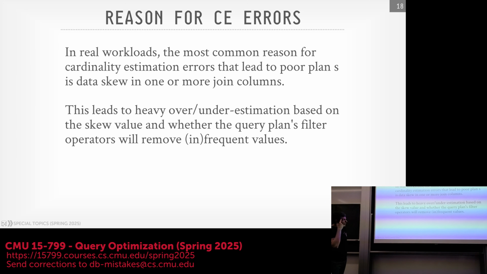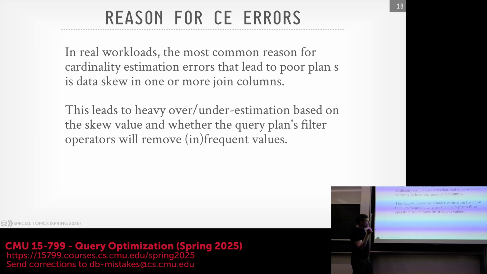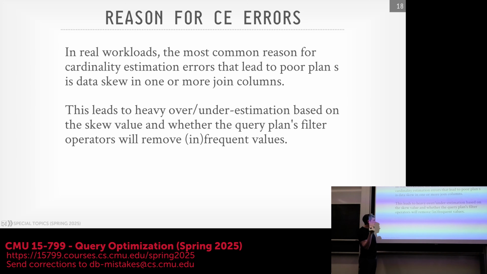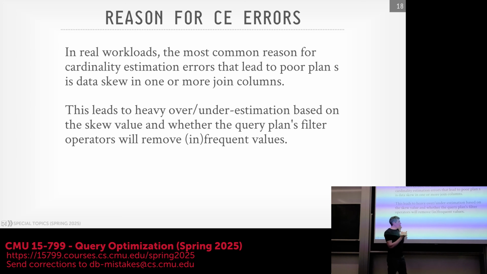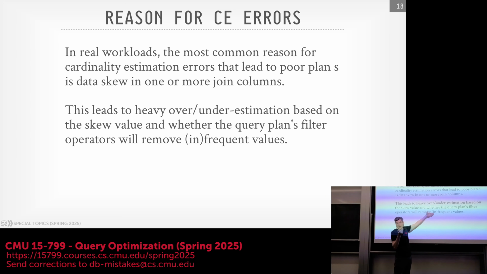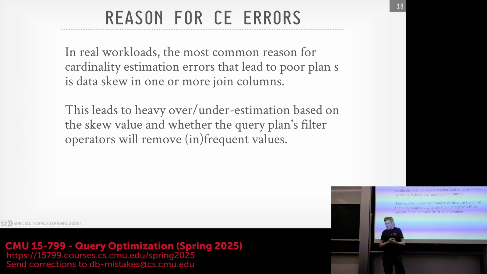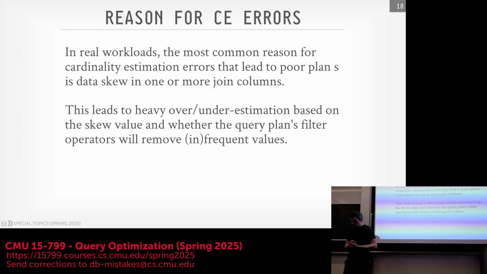The other challenge they talk about is that when there's skew and you have filters, you end up incorrectly predicting the number of tuples that are going to get filtered out by your predicates. And it's basically the same thing as the join skew.